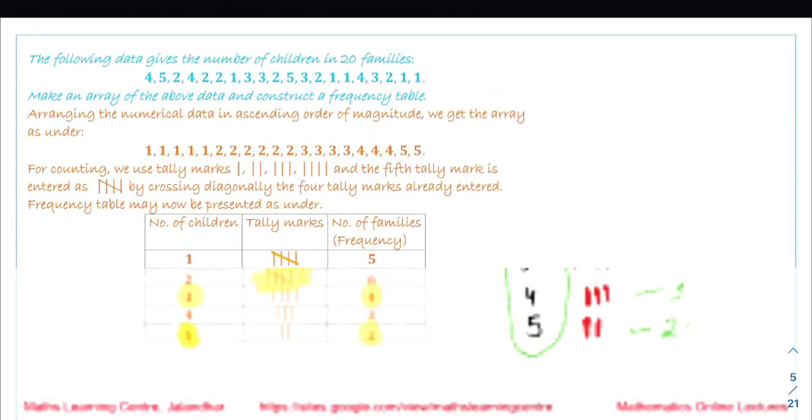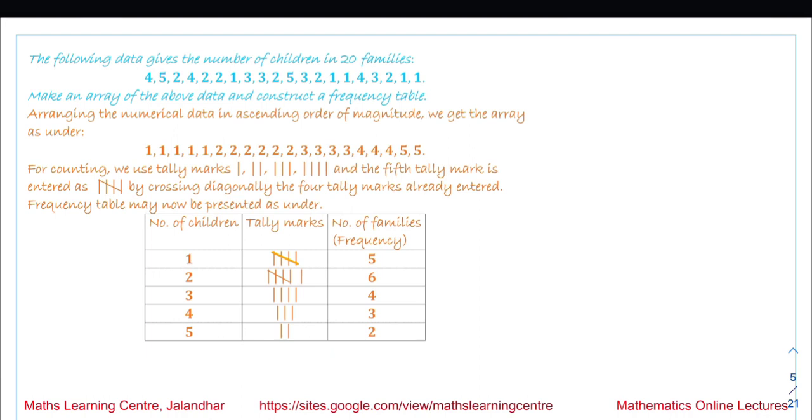Suppose there are 20 families we are talking about, and we have collected the data on how many children are there in these families. In the first family there are 4 children, then 5, then 2, then 4, then 2. Like this we have collected the data from these 20 families, and these are the values we have collected. First of all, we arrange these values in ascending order of magnitude.